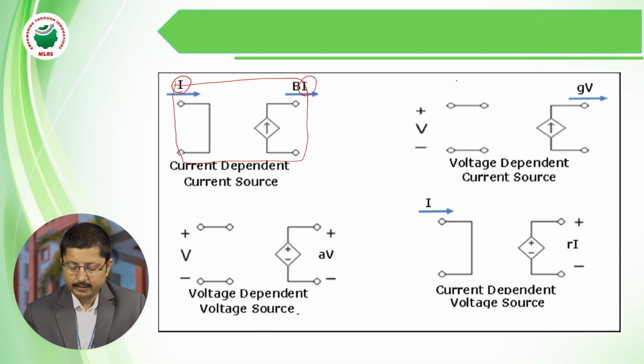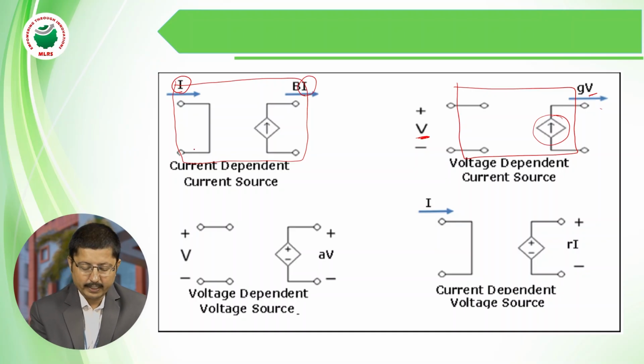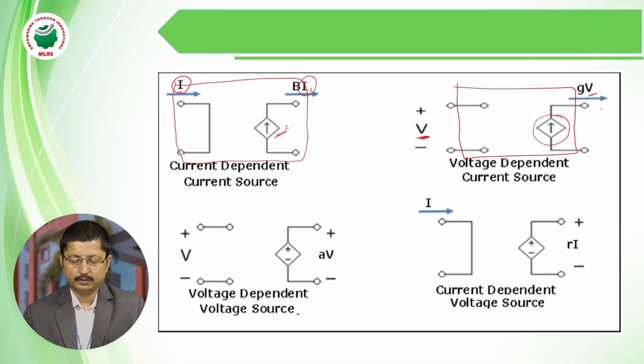Similarly, if you take this complete network, here this source is a current source. This current source depends upon the voltage, and that voltage is within the circuit only. Similarly, here this is the current source. This source depends upon the current within the circuit only. So that's why it is called a current dependent current source.